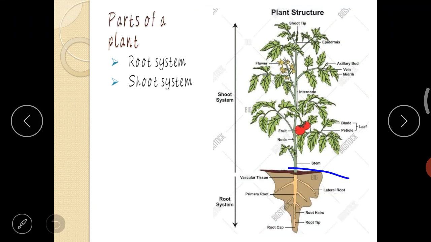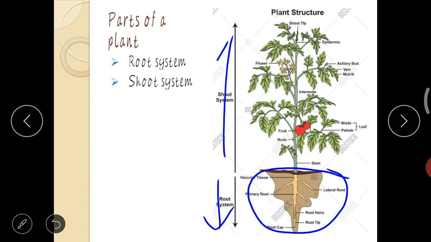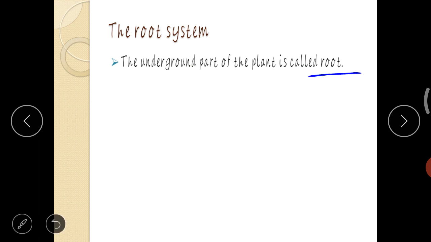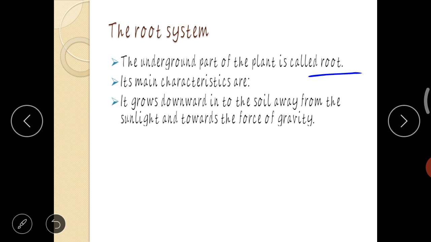The part of the plant body which grows into the soil is called the root system, and the part of the plant body which grows above the soil is called the shoot system. We'll see one by one. First one is the root system. The underground part of the plant is called root, and its main characteristic is that it grows downwards into the soil, away from the sunlight and towards the force of gravity.